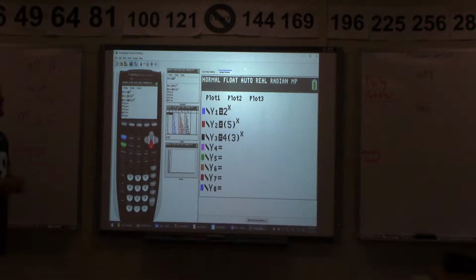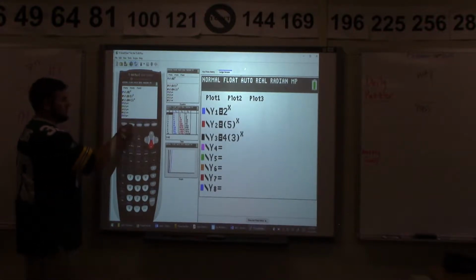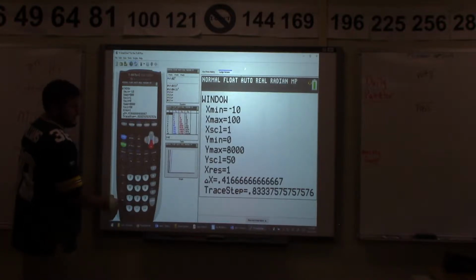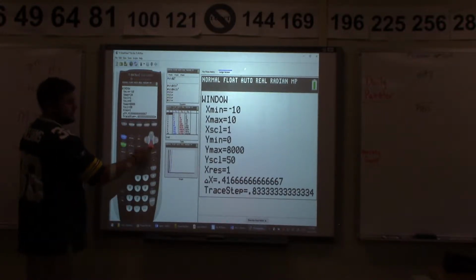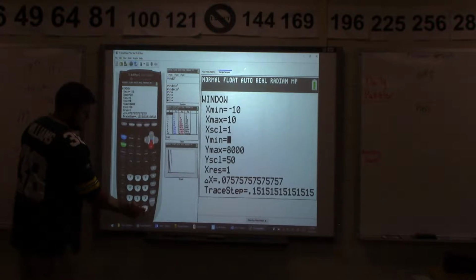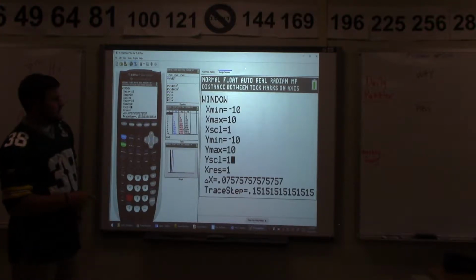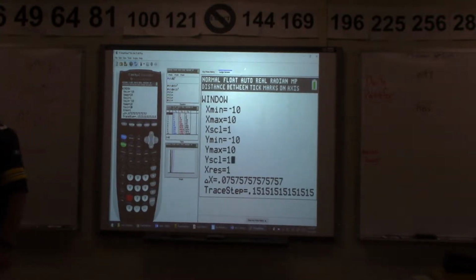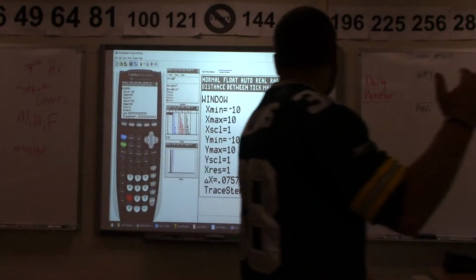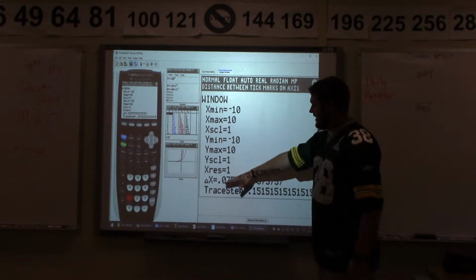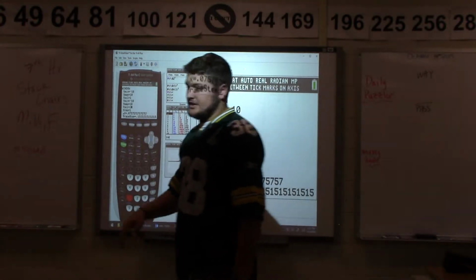Alright, so before you can graph them, let's change our windows. We're going to go negative 10 to 10 for both x minimum, x maximum, and y minimum, y maximum. And your scales should both be set at 1. Just so we can see the whole thing. Okay, so your window should look like mine. Negative 10 to 10 with a scale of 1. Negative 10 to 10 with a scale of 1. Those top 6 are the only things we should change. We should never touch anything below the y scale.